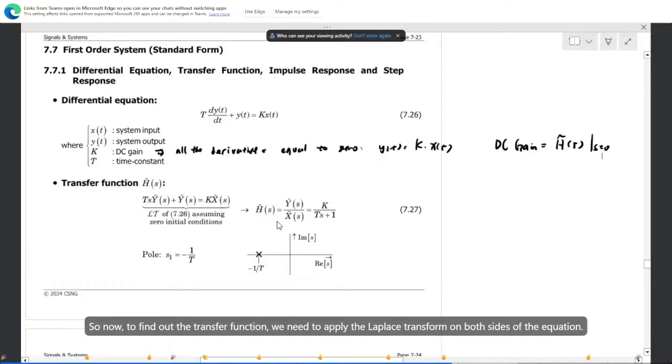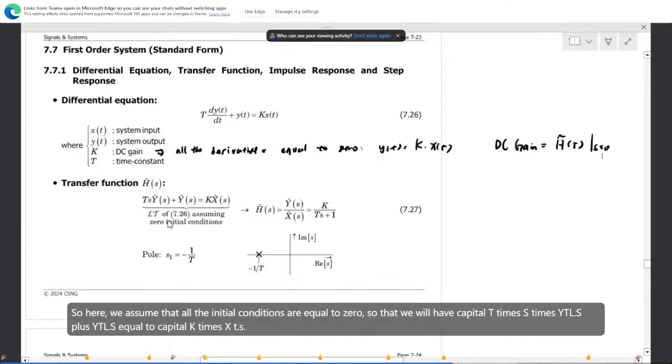Okay. So now to find out the transfer function, we need to apply the Laplace transform on both sides of the equation. Here we assume that all the initial conditions are equal to 0, so that we will have capital T times s times y tilde s plus y tilde s equal to capital K times x tilde s, and then the transfer function will be equal to y tilde s divided by x tilde s. It is equal to K over Ts plus 1.